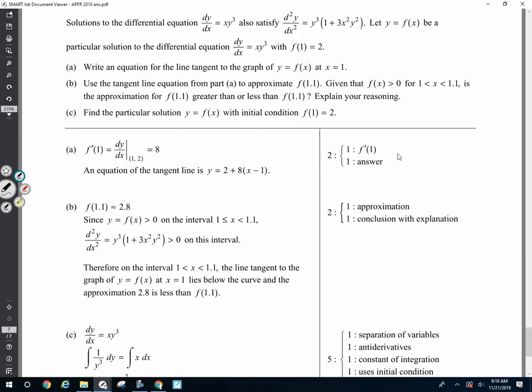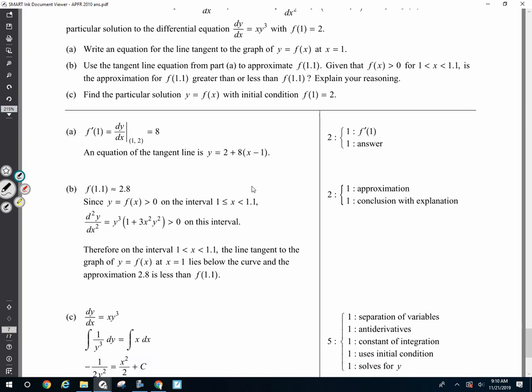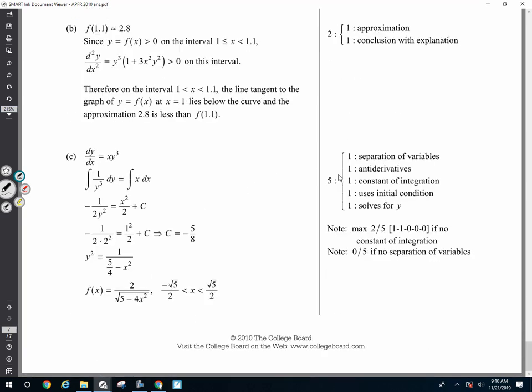Part A was worth 2 points, finding f prime was 8, and then your equation of your tangent line, y minus 2 equals 8 times x minus 1. Part B, 2 points, your approximation. Understanding that your second derivative is positive, it's going to be an under approximation. 2 points. Part C, 5 points. Separating your variables worth 1 point. Your correct antiderivatives was worth 1 point. Including a plus c somewhere was worth 1 point. Using an initial condition worth 1 point.